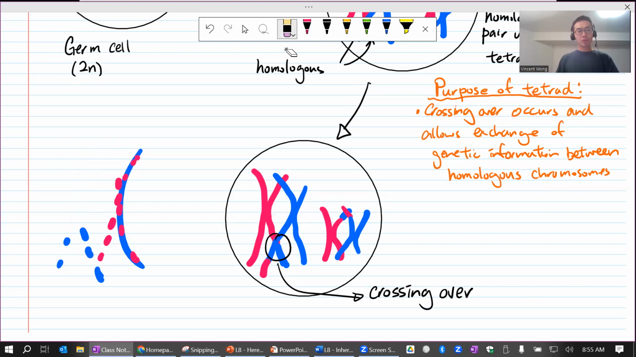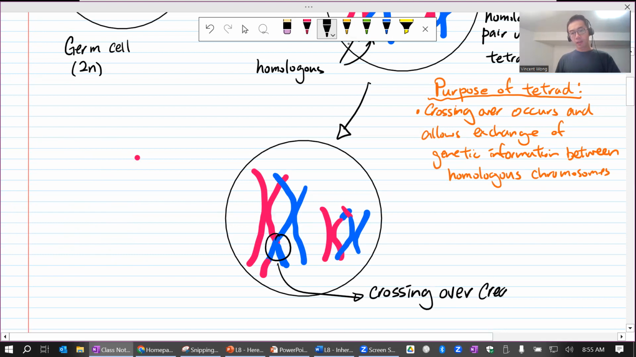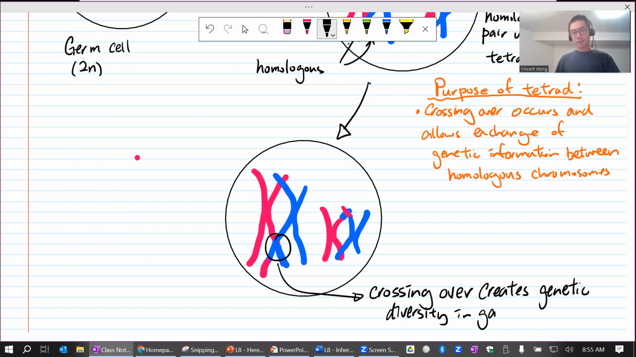Okay, so this crossing over creates genetic diversity in gametes. Okay, all the gametes produced by a person are going to be different. Now, I know this can be a little bit confusing, so please let me know if you have any questions.